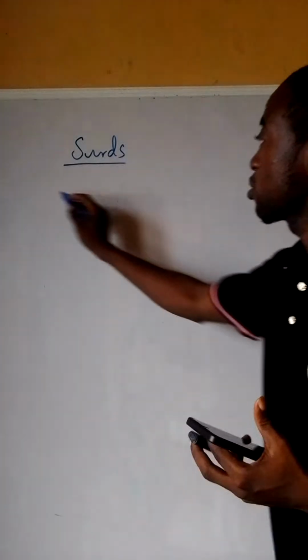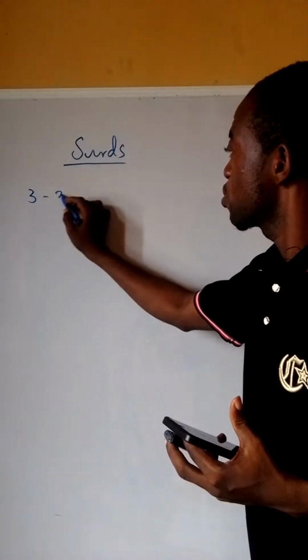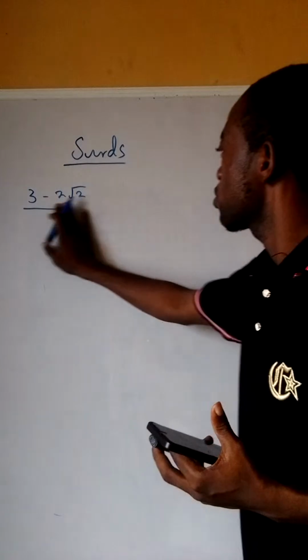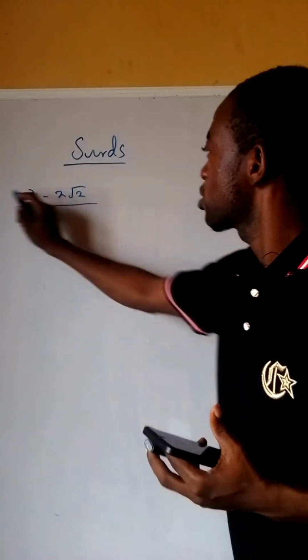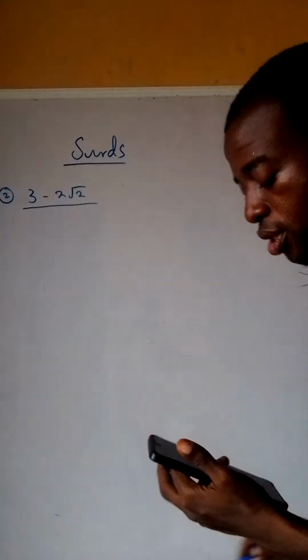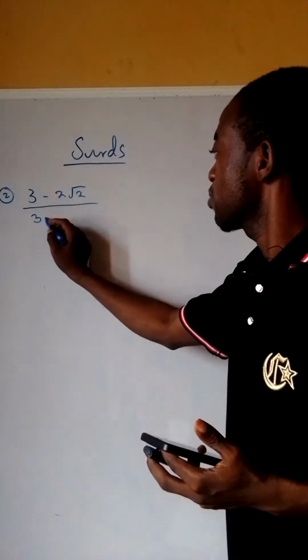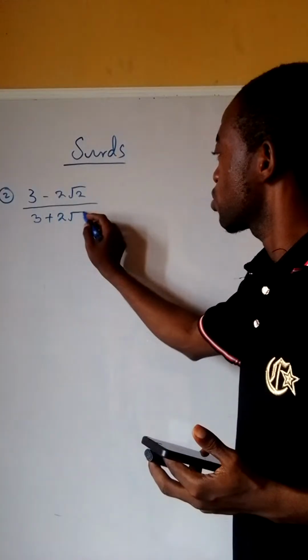Now let's consider another one here. We have 3 minus 2 root 2 divided by, also in this number 2 question, we have 3 plus 2 root 2.